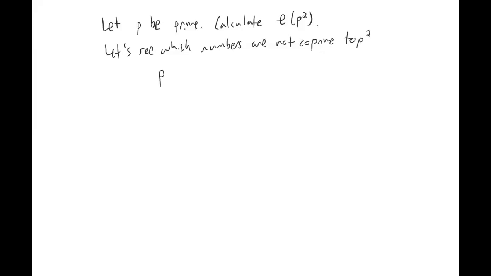What is the next one? If you share a factor, you must have p as a factor. So you must have 2p, 3p, all the way to what? Yes, p minus 1 times p. And finally, p times p, which is p squared. Is everyone clear on this?